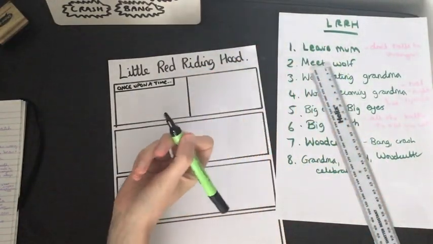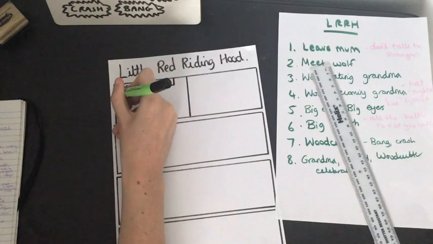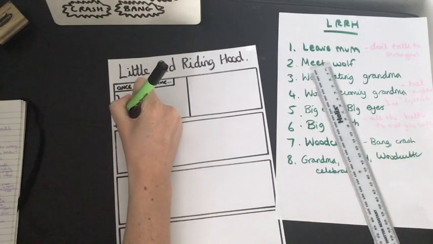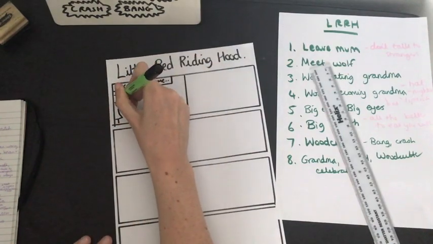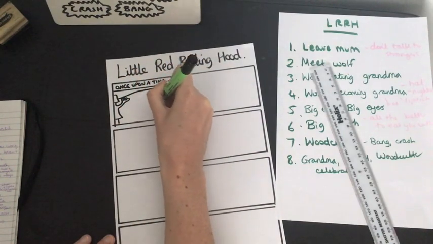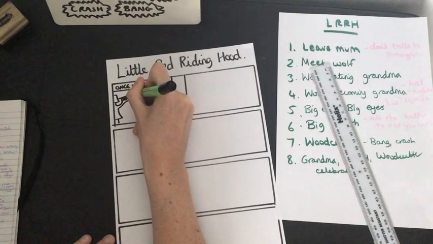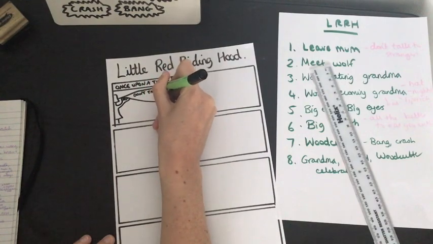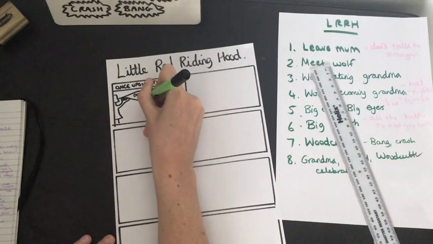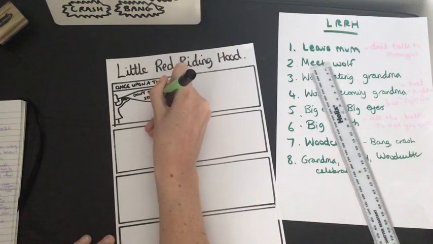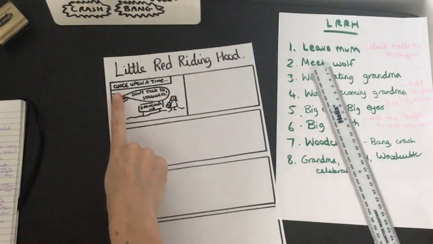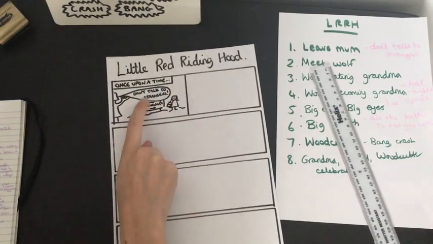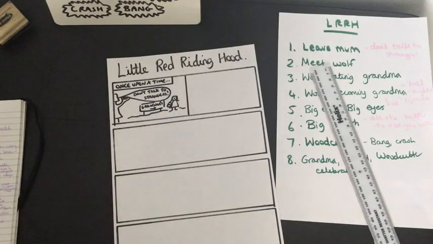Now she's leaving her mum to go to see her grandma, so I'm going to draw mum over here. I'm going to say the important statement: don't talk to strangers. That's my first picture done. So she's left, and I know that mum said, so left to go see grandma. Mum said don't talk to strangers, and we know she's going to grandma's house that way.